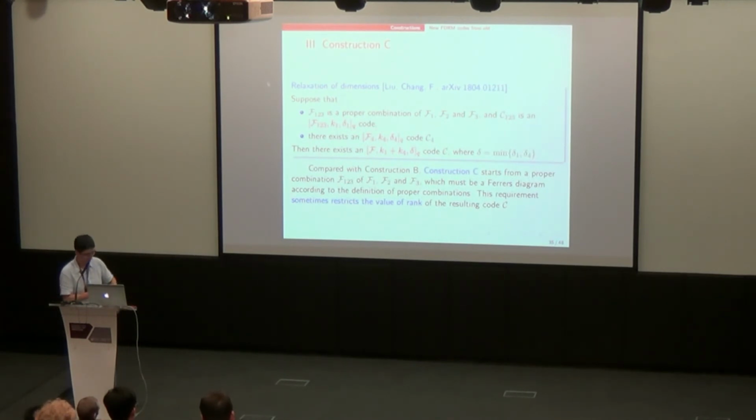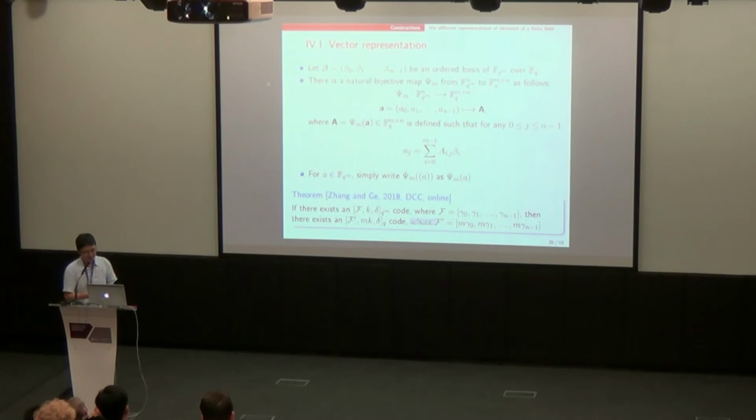The fourth construction is this one. Let beta equal beta 0, beta 1, up to beta m minus 1, being an ordered basis of F_{q^m} over F_q. So any element in F_{q^m} can be represented according to this basis. Based on this basic idea, Cao, Zhang and Zheng Ge give the following theorem.